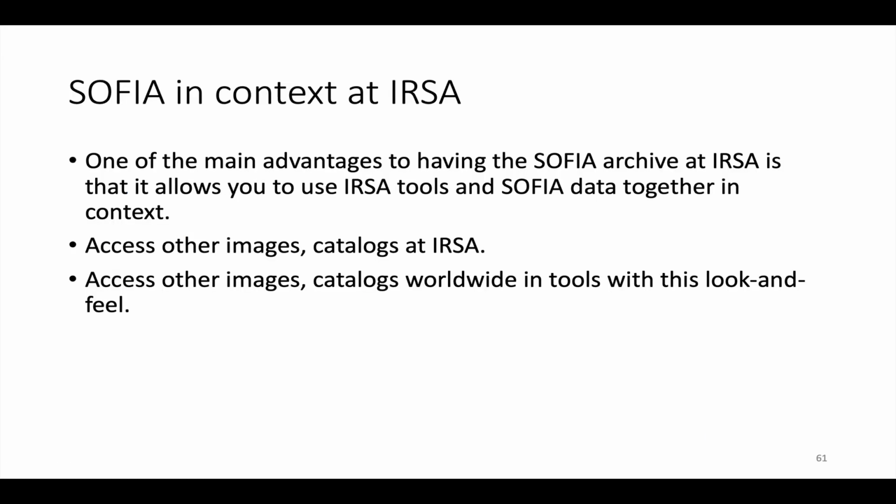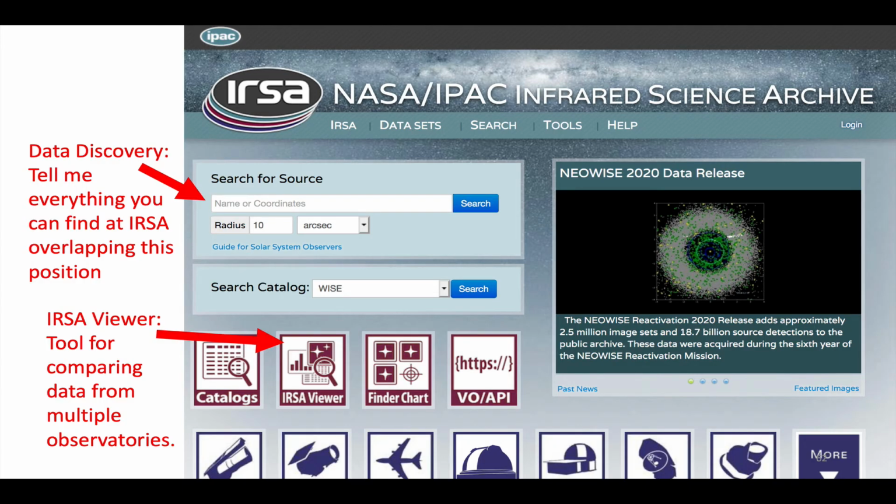So one of the main advantages to having the SOFIA archive at IRSA is that you can use IRSA tools and SOFIA data and integrate it with all of the other holdings at IRSA. There's lots of other images and catalogs at IRSA, but then through IRSA, you can access all sorts of other images and catalogs from other archives worldwide, but within the same tool. So if you want to see just everything that IRSA has on a given target, on the main IRSA front page, if you just type in the name or coordinates that you care about, it will give you everything at IRSA overlapping that position.